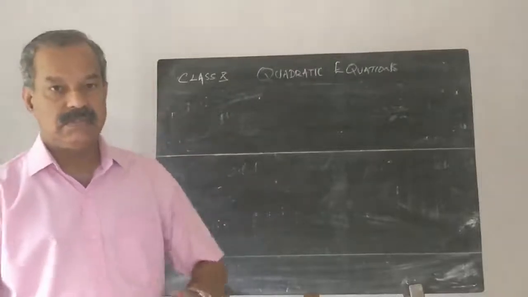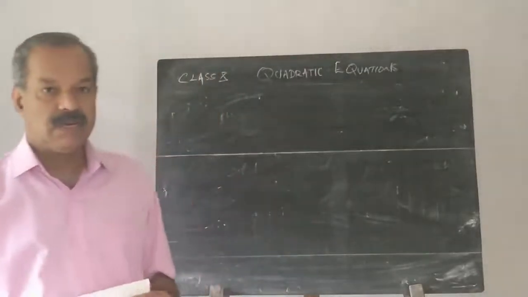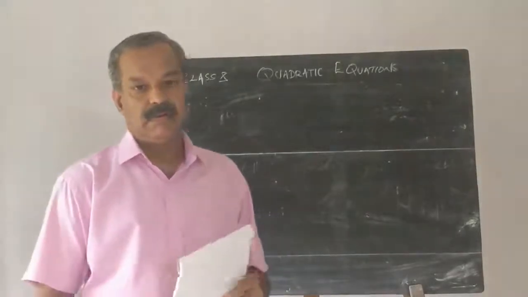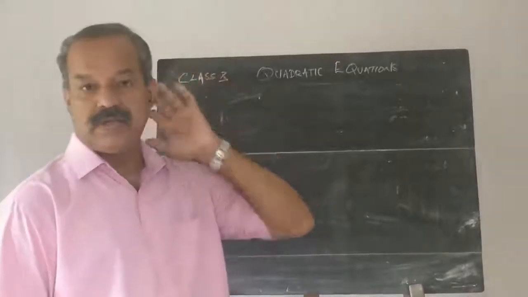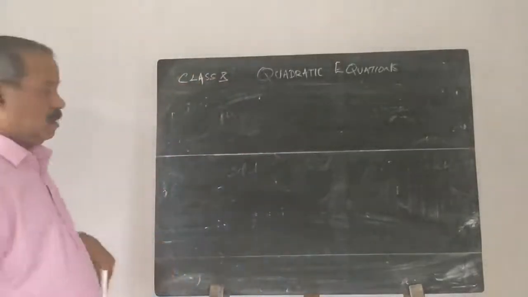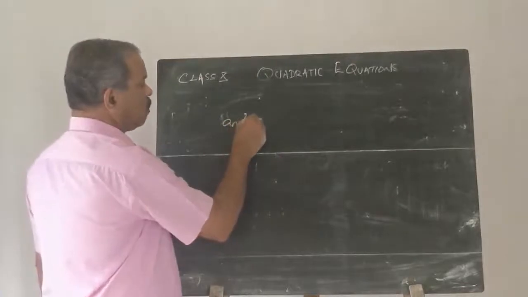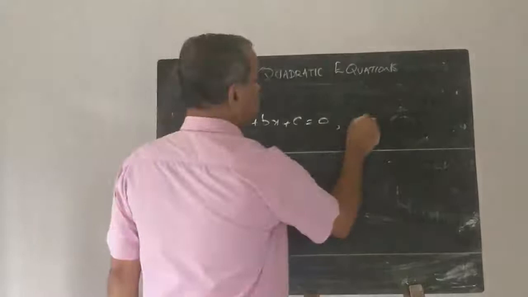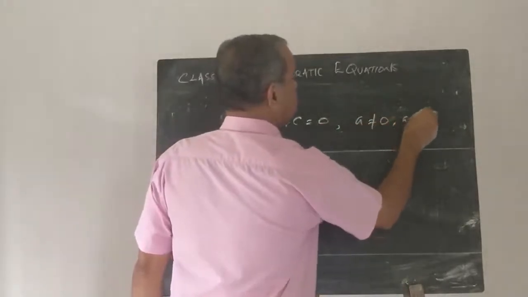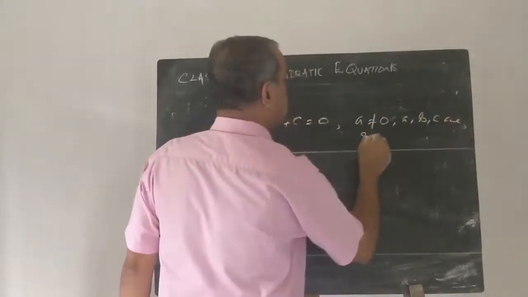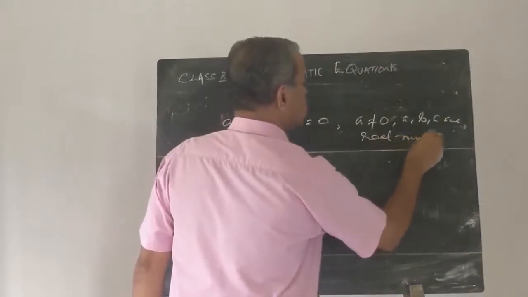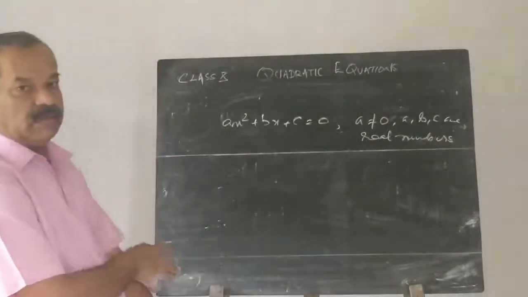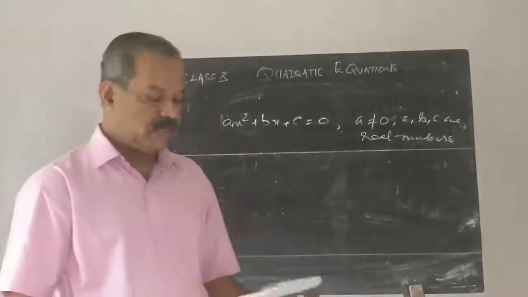In the last class, we have seen what quadratic equations are. Can you remember the standard form of a quadratic equation? Yes, ax square plus bx plus c equal to 0, where a not equal to 0, and a, b, c are real numbers. This is the standard form of a quadratic equation.